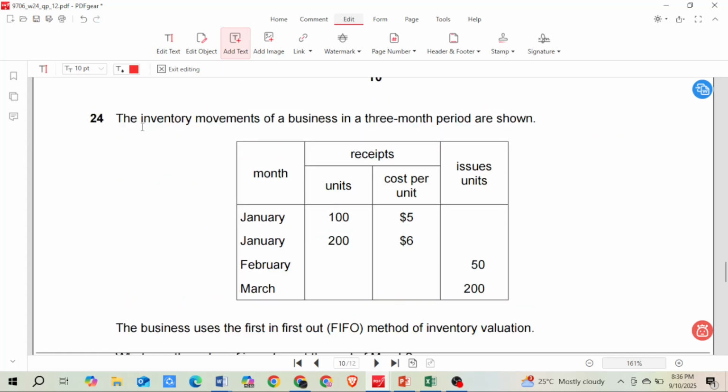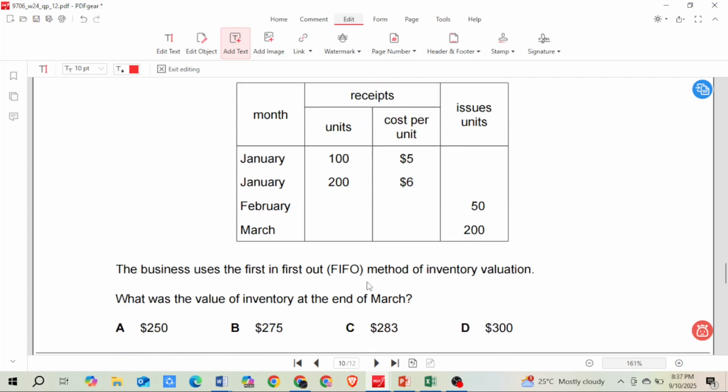Here it says the inventory movement of a business in a 3 months period is shown: January, February, March. In January, 100 units receipts and the cost is $5. And then again we received another 200 units, and these 200 units at a cost of $6 per unit. Then in February we issue 50 units, and then in March we issued another 250 units. Okay, so the business used the first in first out method of inventory valuation. What was the value of inventory at the end of March?